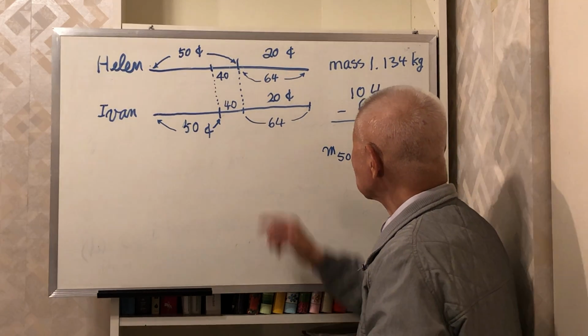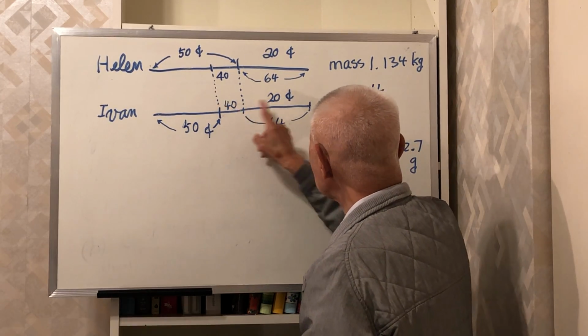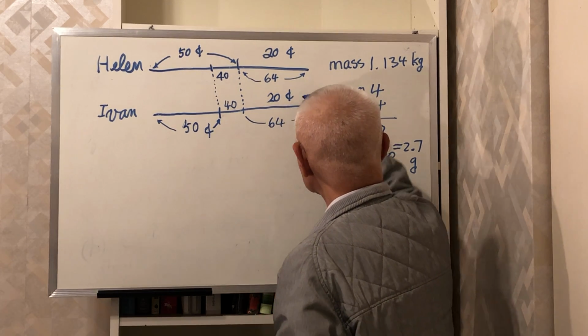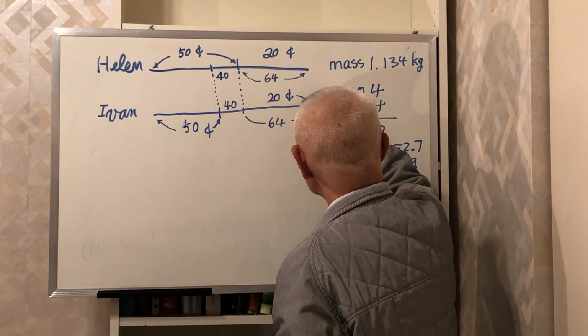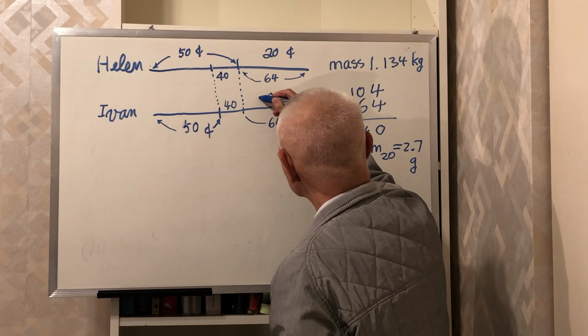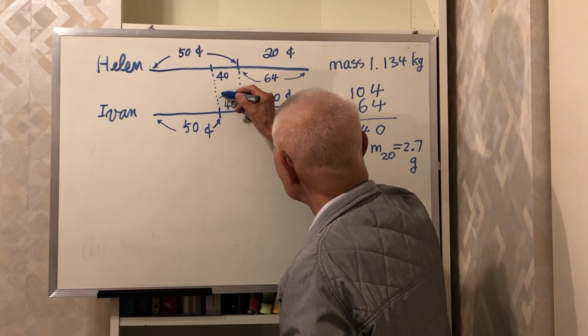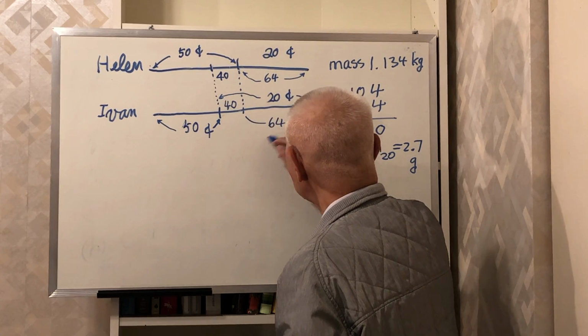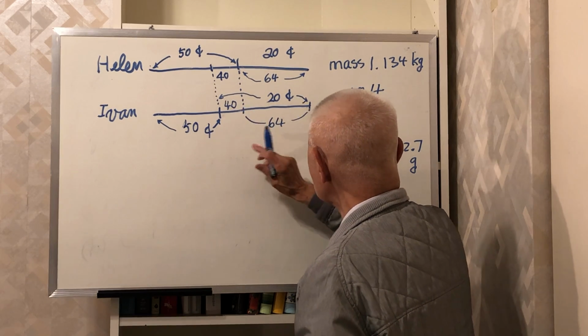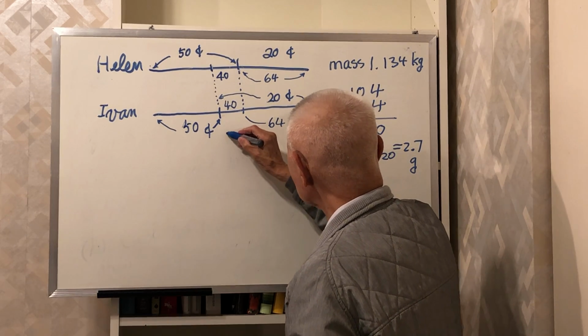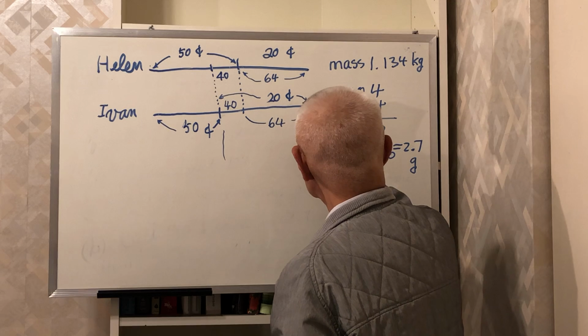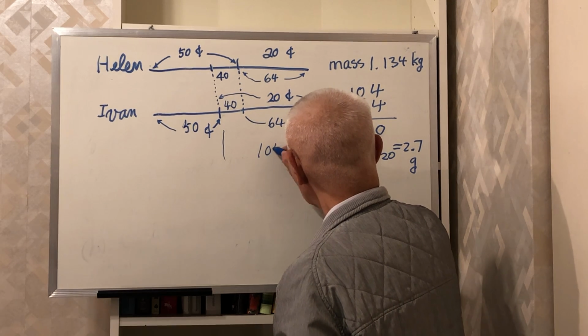Look, this 20 cent is from here to here. Because the 20 cent coin is 104, right? 104. So 64 plus 40 is 104. So from here is 104.